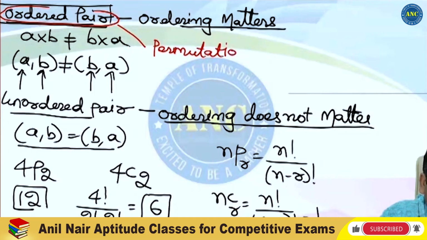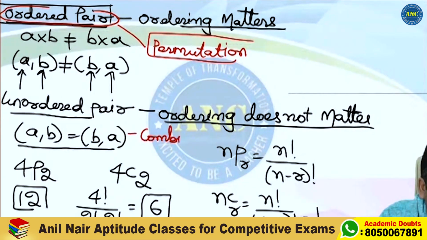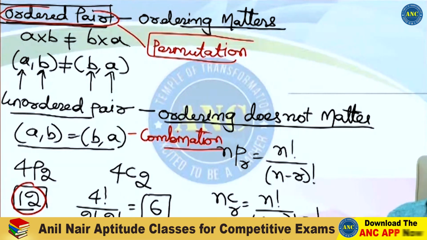Ordered pair is nothing but permutation. Unordered pair is nothing but combination. Suppose 12 is there. Half the cases are duplicated. So that is the reason it is nothing but 6.